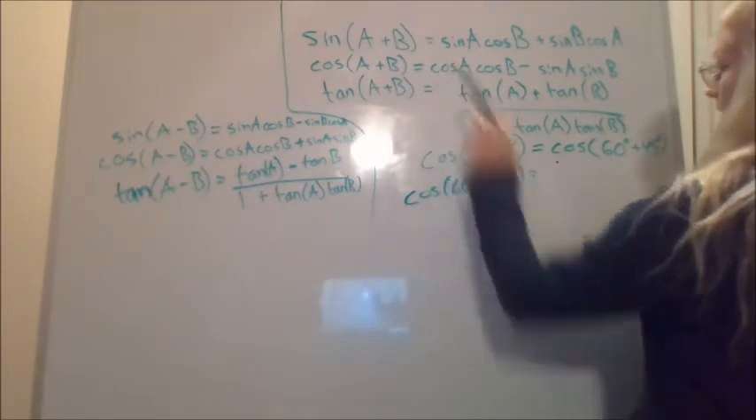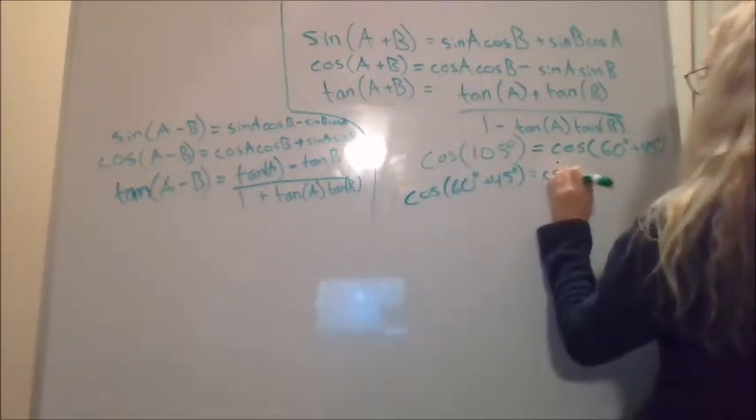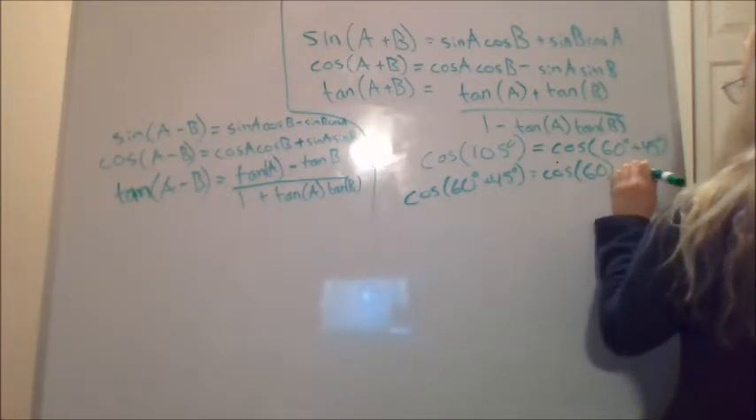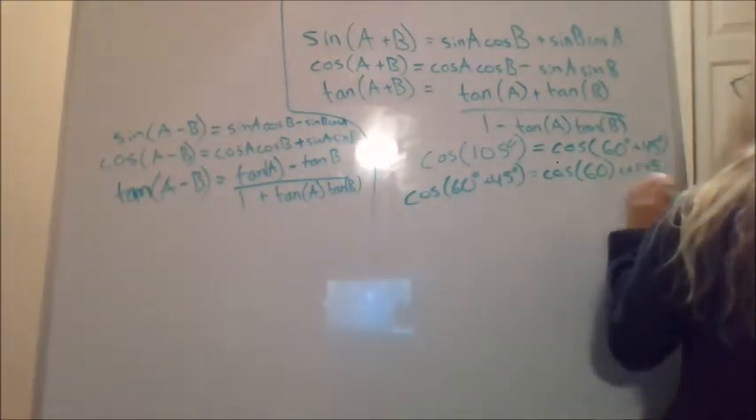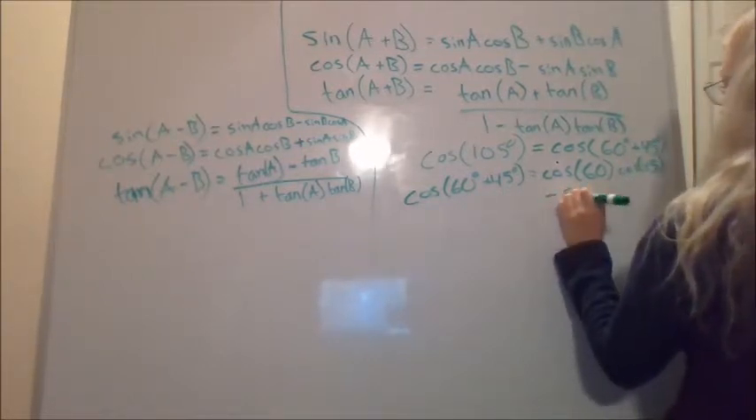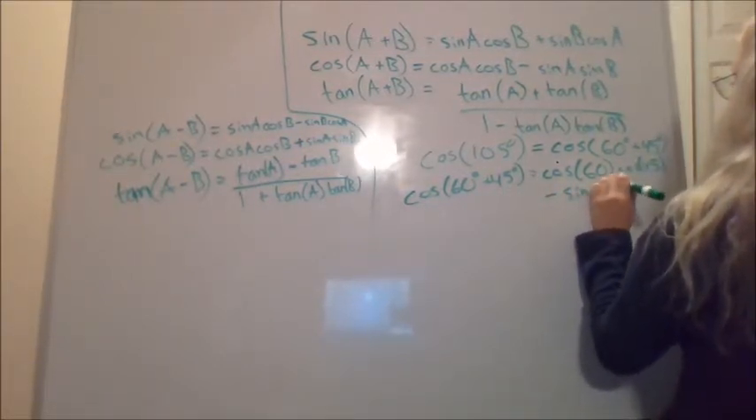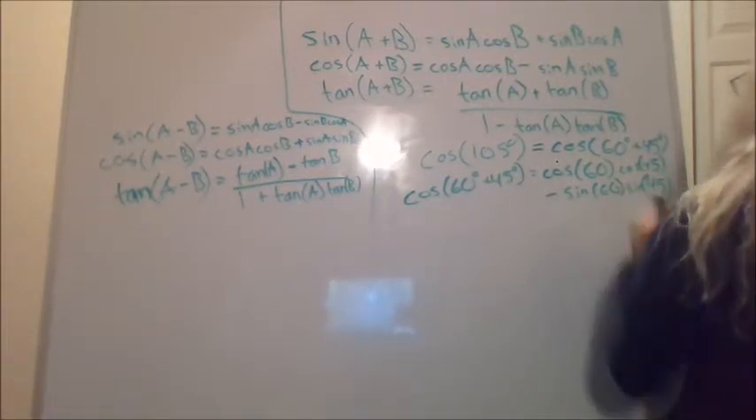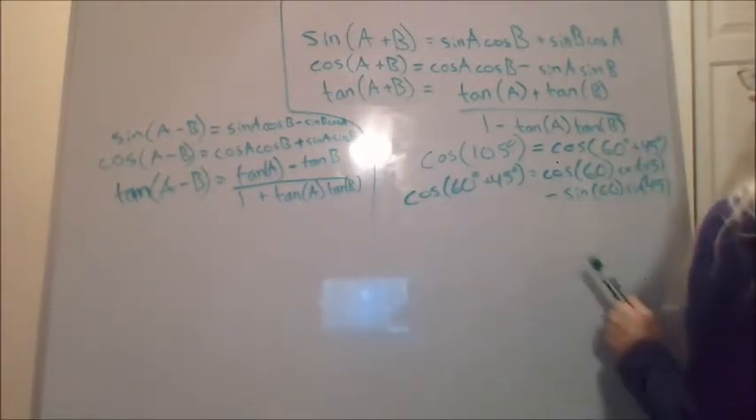So cosine of 60 degrees plus 45 degrees would be, following our formula right here, cosine of 60 times the cosine of 45 minus sine of 60 sine of 45. So that mess right here is what we get.